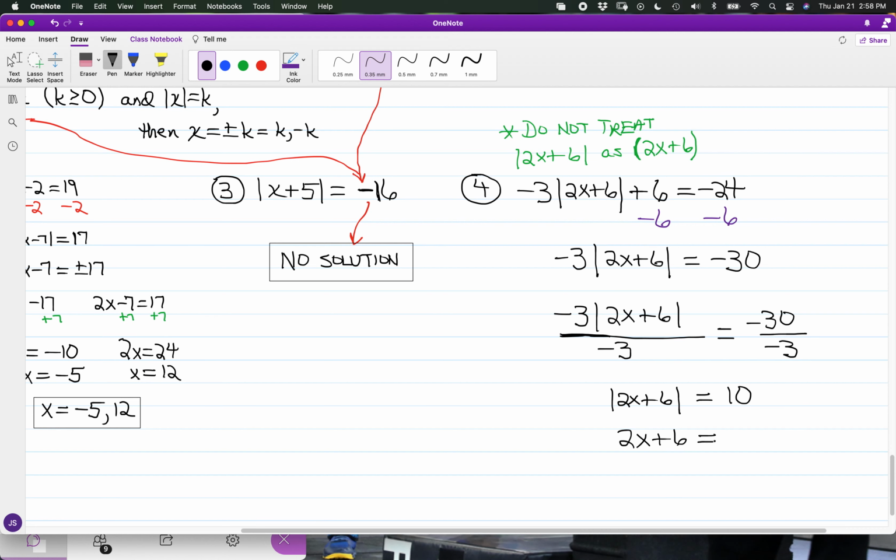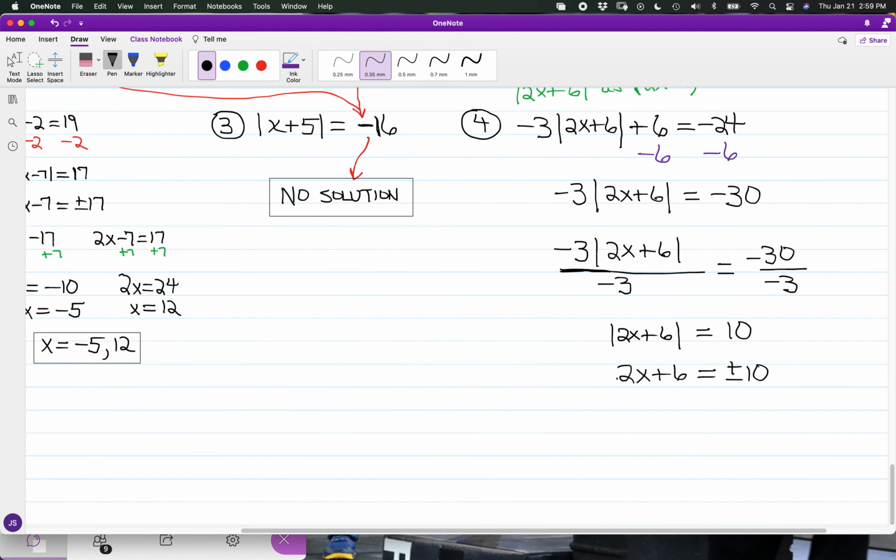is equal to the numbers that will have a distance of 10 units away from 0. One at 10 and the other at minus 10. And looking at solving for x, setting up our equations, you have 2x plus 6 is equal to negative 10, or it could be that 2x plus 6 is equal to positive 10. And we have the simultaneous equations.